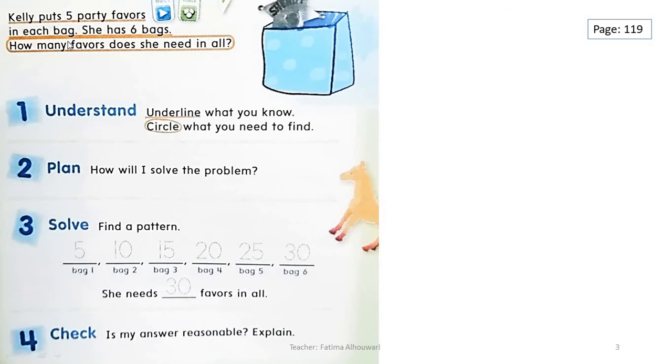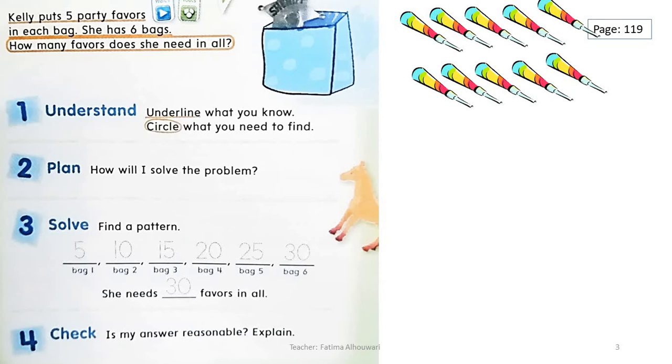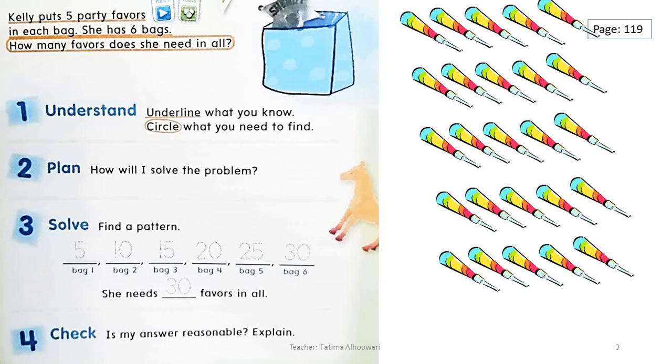Let's draw these favors to help us. The first bag has 5 favors. The second bag has 5 favors. The third one, the fourth one, the fifth one, the sixth one. So how can we count them up now, grade 2?